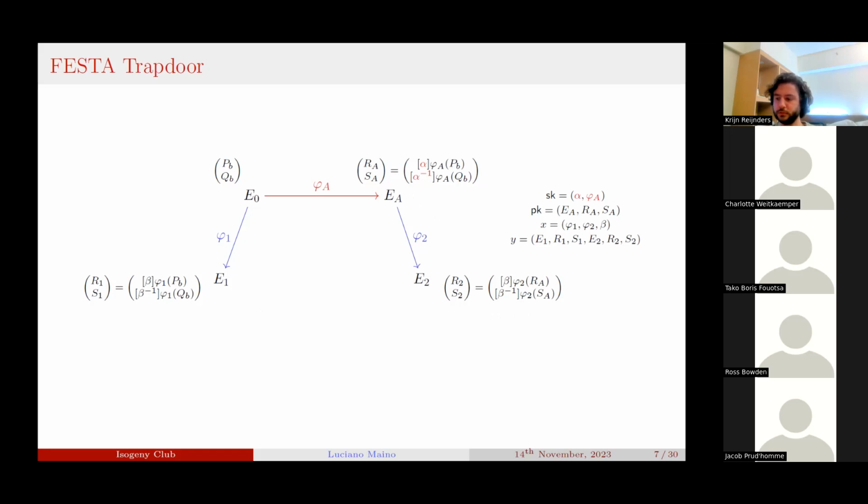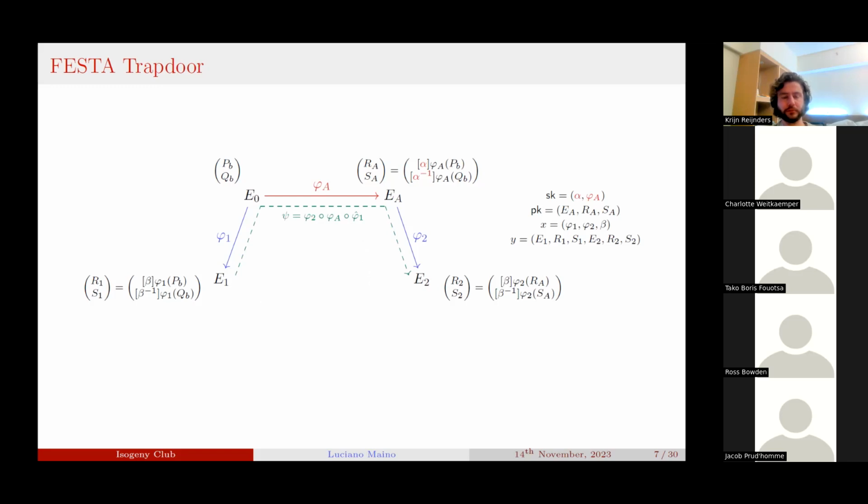Now we need to understand how to invert the trapdoor function. To do so, we consider another isogeny, the isogeny psi. Psi is an isogeny connecting E1 and E2. So psi is given by the composition of the dual of phi_1, composed with phi_A, and again with phi_2. This psi verifies some properties.